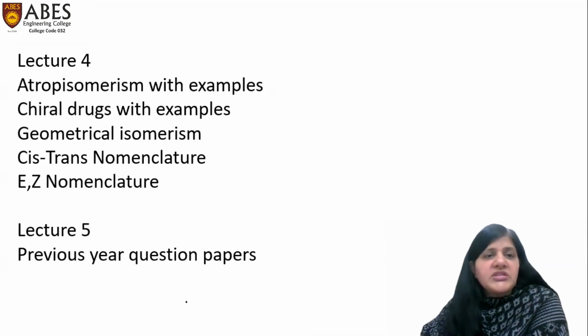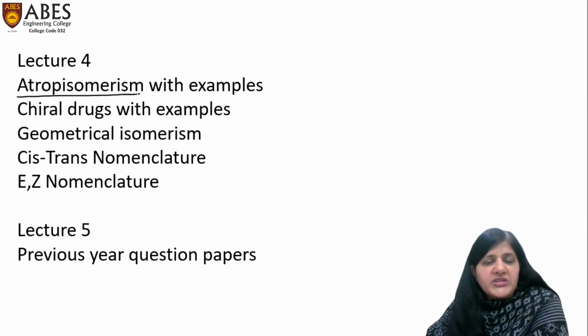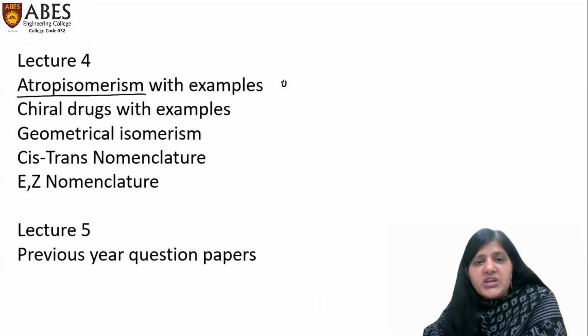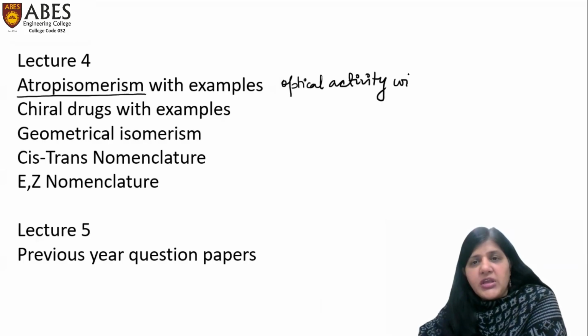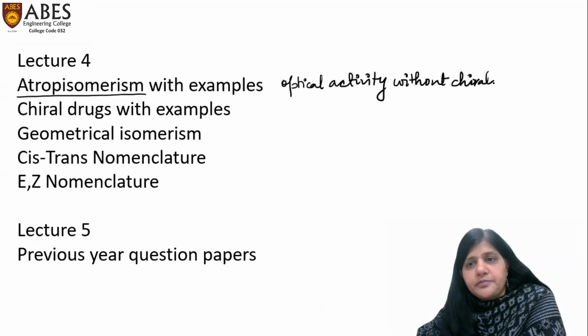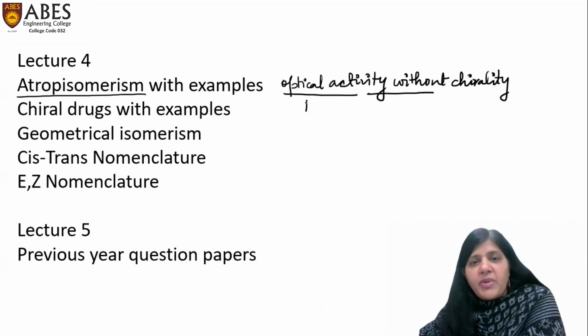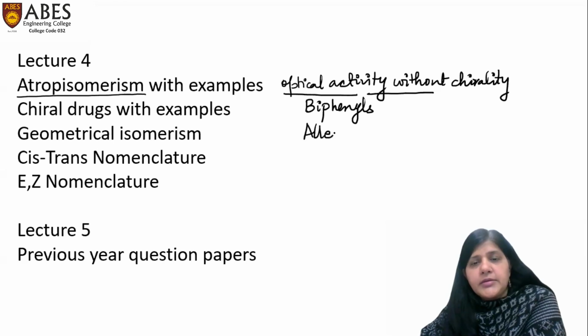Lecture 4 will be about the stereochemistry topics, in which there will be a discussion about atropisomerism, which is the optical activity phenomena without chirality. So, atropisomerism is optical activity without chirality. This topic will be discussed by taking the examples of biphenyls, which show the atropisomerism phenomena, then allenes and spiranes.